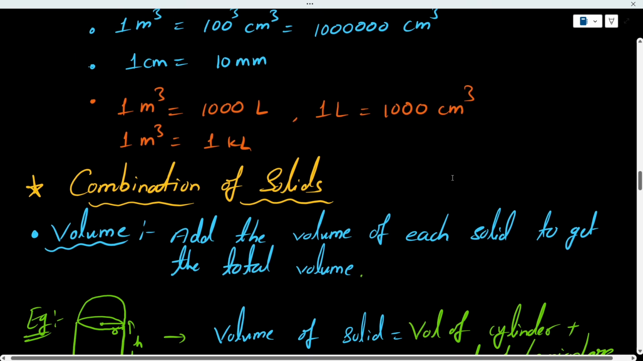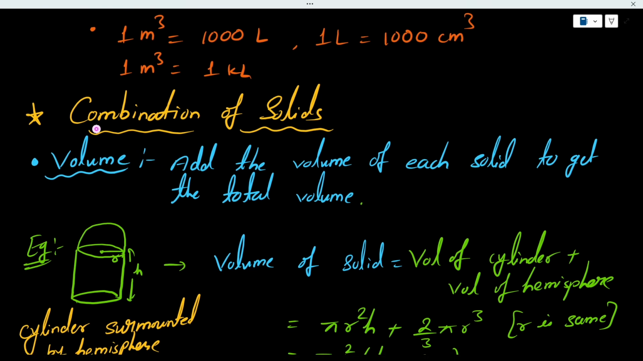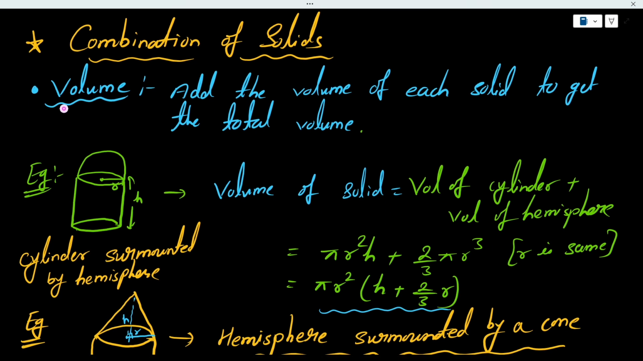You should remember all the formulas, but you will also see combined solids. It will be a combination of more than one 3D figure. So what do we do here? If I have to find the volume of any combination of solids, you will add the volume of each solid to get the total volume. Now here, it's written that a cylinder is surmounted by a hemisphere. So this is a cylinder. To get the volume, I'll take the space occupied by the cylinder plus the space occupied by the hemisphere.